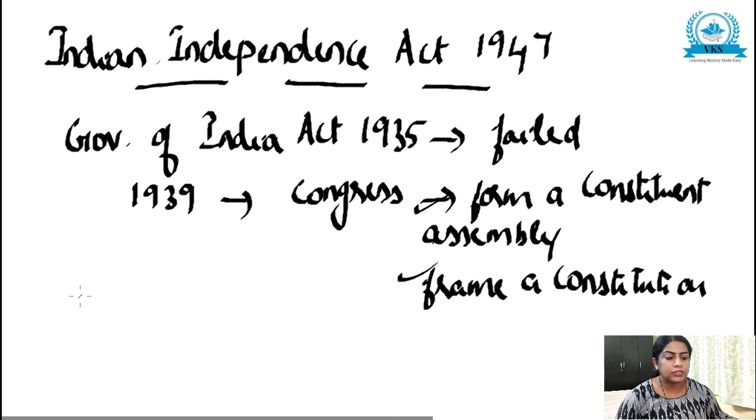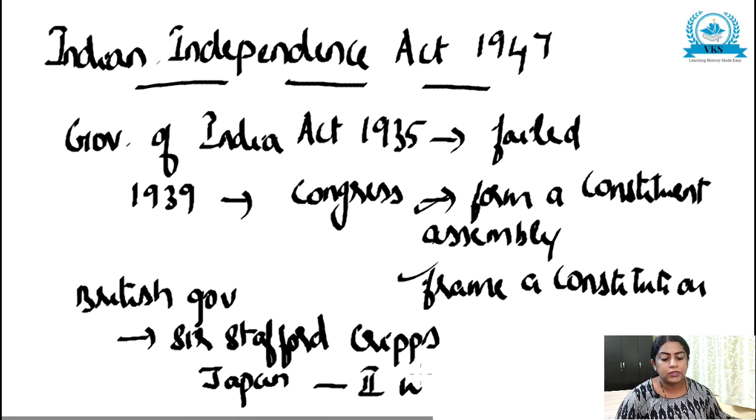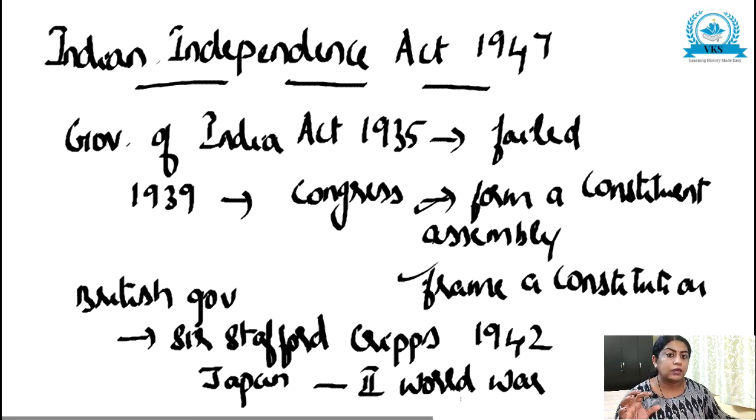Now it was during this time that the British government sent Sir Stafford Cripps to India, just to look into the demands of the Congress. When Sir Stafford Cripps came, the World War was going on. During this time, Japan had entered the Second World War, and that is the time when Sir Stafford Cripps came to India. It was during 1942. They wanted the support of Indians because Japan had entered the Second World War.